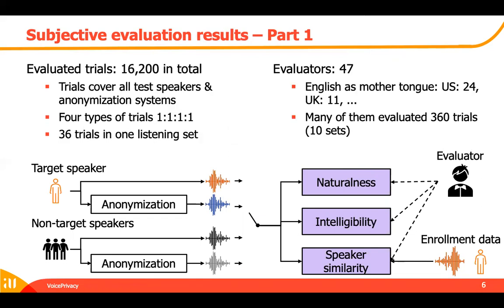We started the listening test at the beginning of August. The number of evaluated trials is more than 16,000, as you can see from this picture. We collected the trials so that they cover all the test speakers and all the anonymization systems. We also made sure that the four types of trials are balanced in number. In total, there were 47 native English speakers who conducted the evaluation. So each listener evaluated at least 36 trials, and many of them actually evaluated 360 trials. So this is the maximum number of trials that can be evaluated by a single listener.